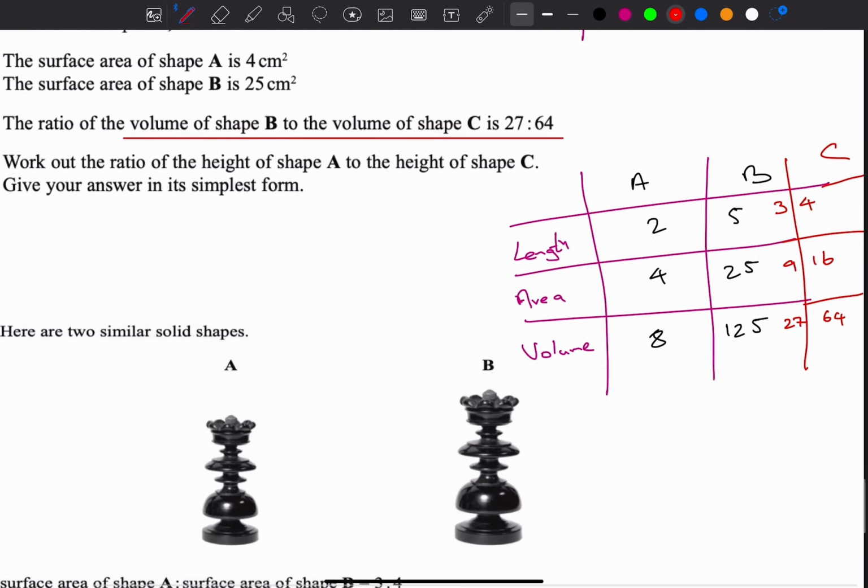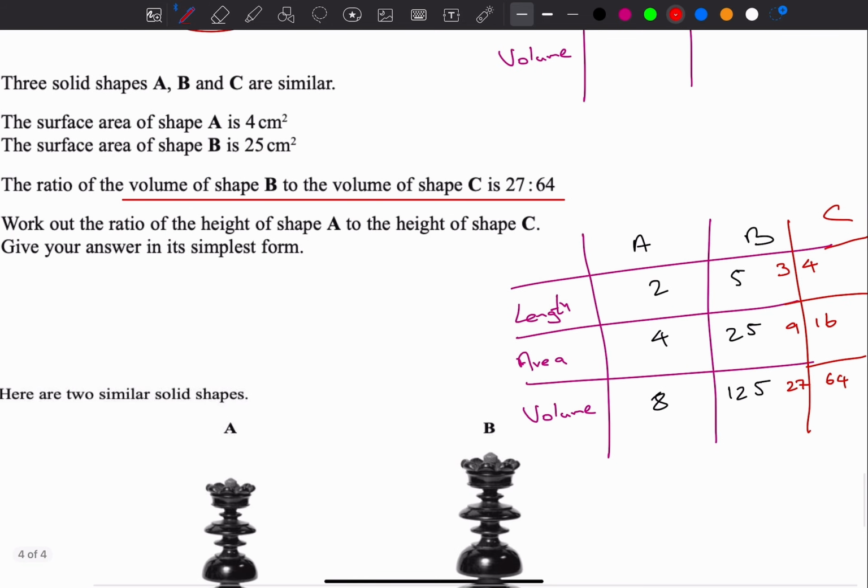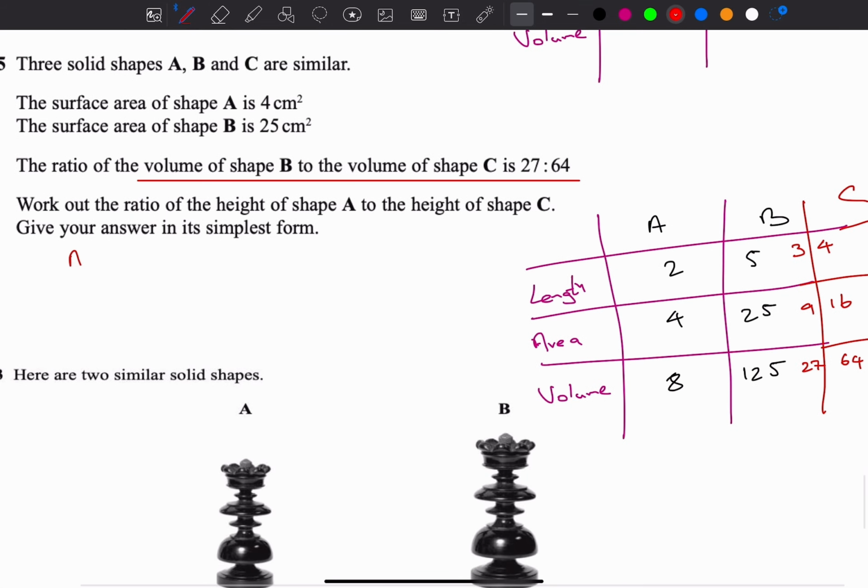They want the height. Height is length anyways, right? So the length of A to B is 2 is to 5. The length of B to C is 3 is to 4. Does it make sense? That's why I wrote in different colored pens. The first black color was the first statement, the second red color was the second statement. You have to work it out. Now they want it for the height technically, which means the length anyways. I wrote it down.